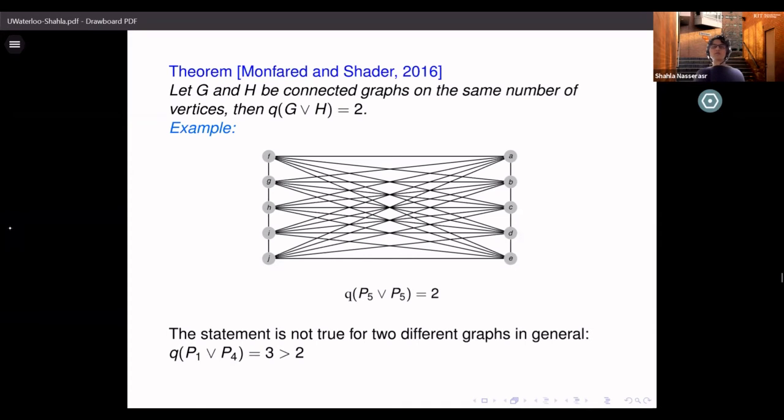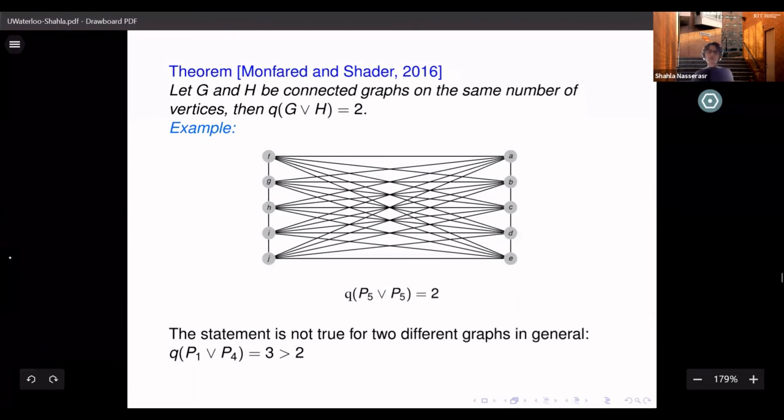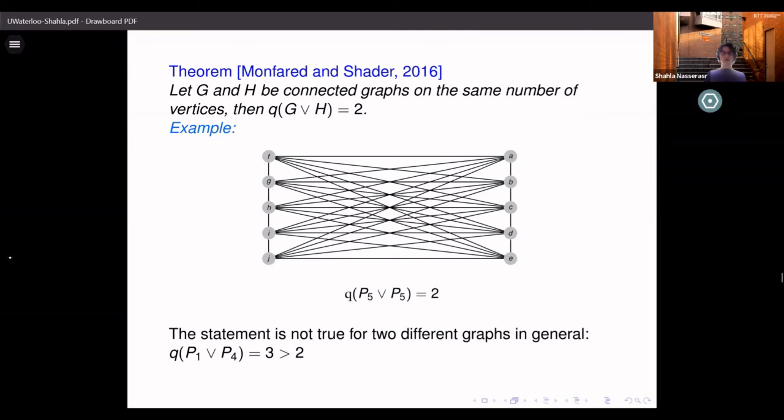So for instance, if you take a path, which has the maximum number of q's, and join it by itself, then the q of the resulting graph is simply 2. So we showed that for a graph by itself, and then later Montford and Shader showed it for any two connected graphs, as long as they have the same number of vertices. And the same number of vertices is important. Like here we have an example that when they don't have the same number of vertices, it's not going to work.